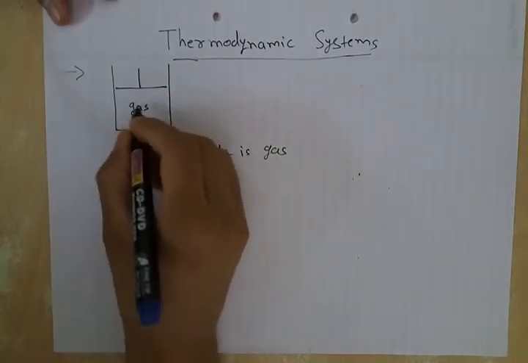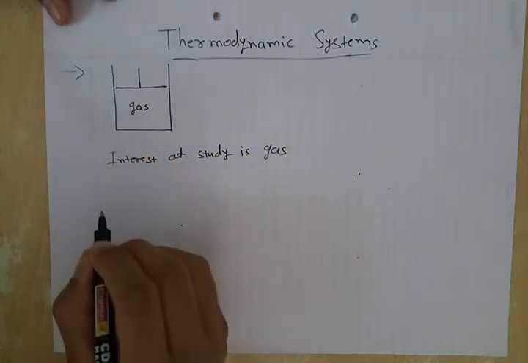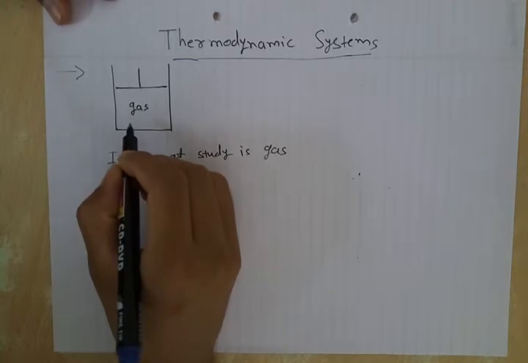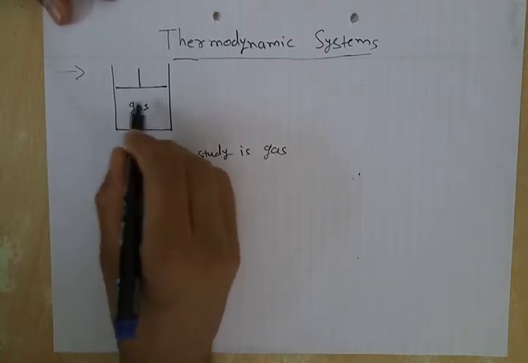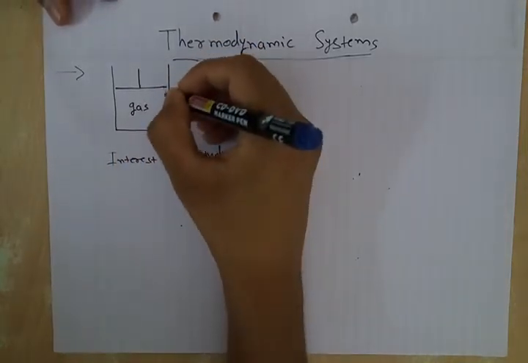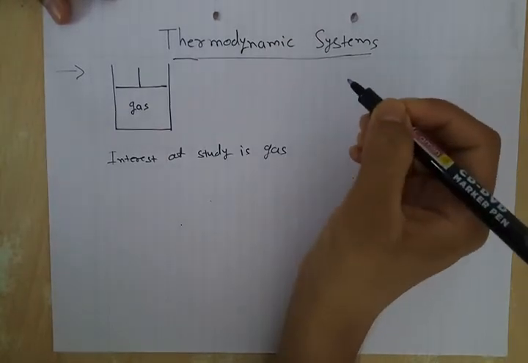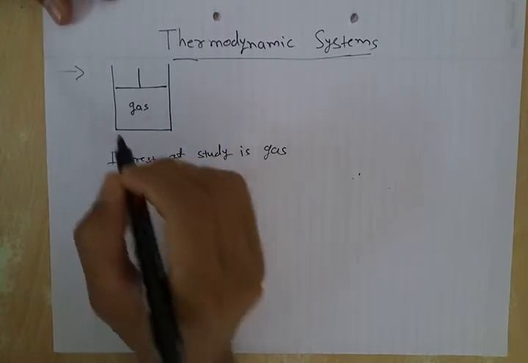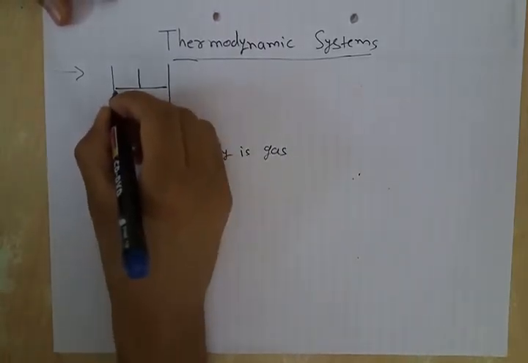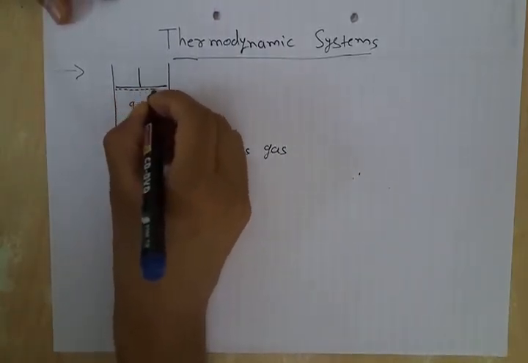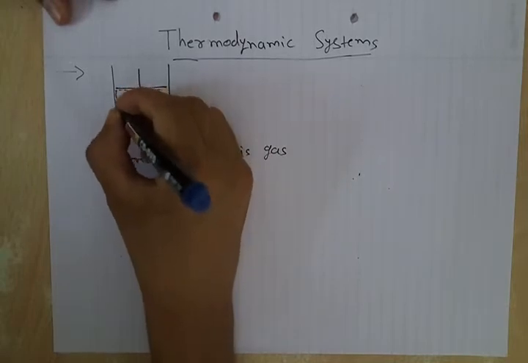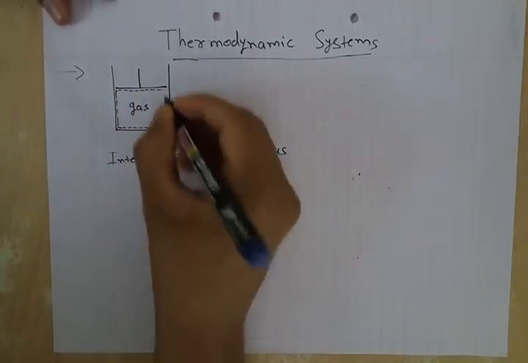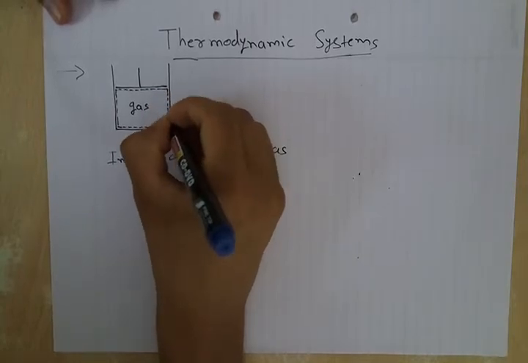And there is a gas inside this cylinder. And we want to analyze changes in pressure and temperature of this gas as this piston moves up and down. Now our area of interest is gas. So we will draw a boundary which covers our area of interest, which bounds our area of interest, which is gas.